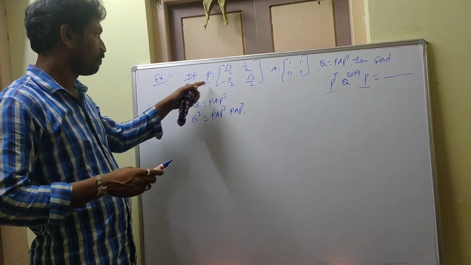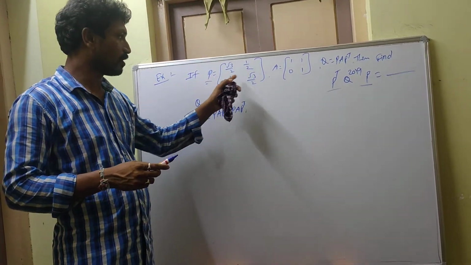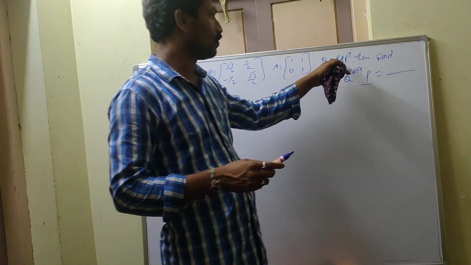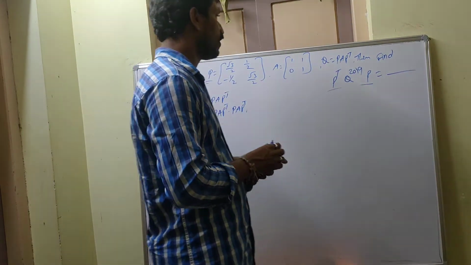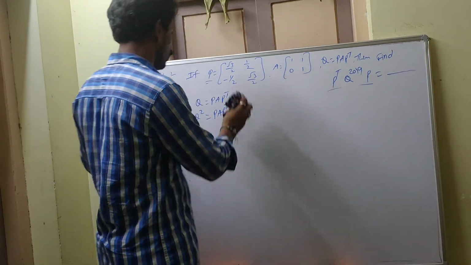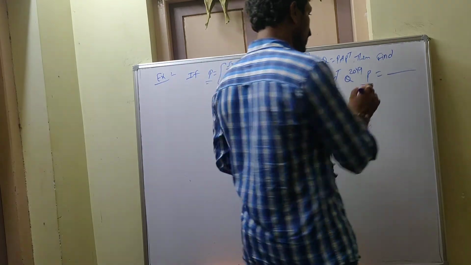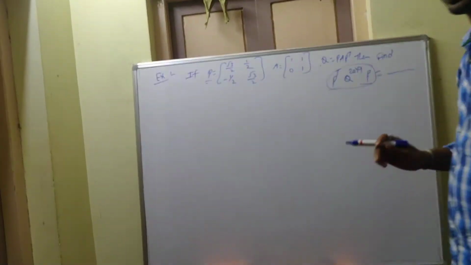Next example: if P is equal to [root 3 by 2, 1 by 2; minus 1 by 2, root 3 by 2] and A is equal to [1 1; 0 1], Q is equal to P A P transpose, then find P transpose into Q power 2019 into P. See, this is the question we need to find out.